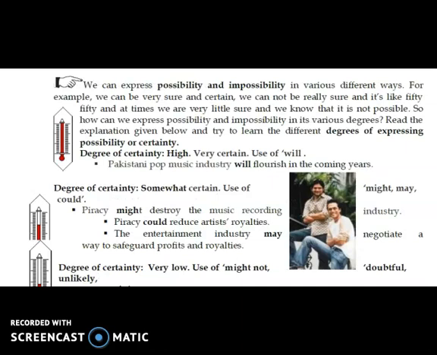So we can express possibility and impossibility in various ways. For example, we can be very sure and certain. We cannot be really sure, and it's like 50-50. And at times we are very little sure and we know that it is not possible. So, how can we express possibility and impossibility in its various degrees? So, yes, the situation is that you are 50-50.